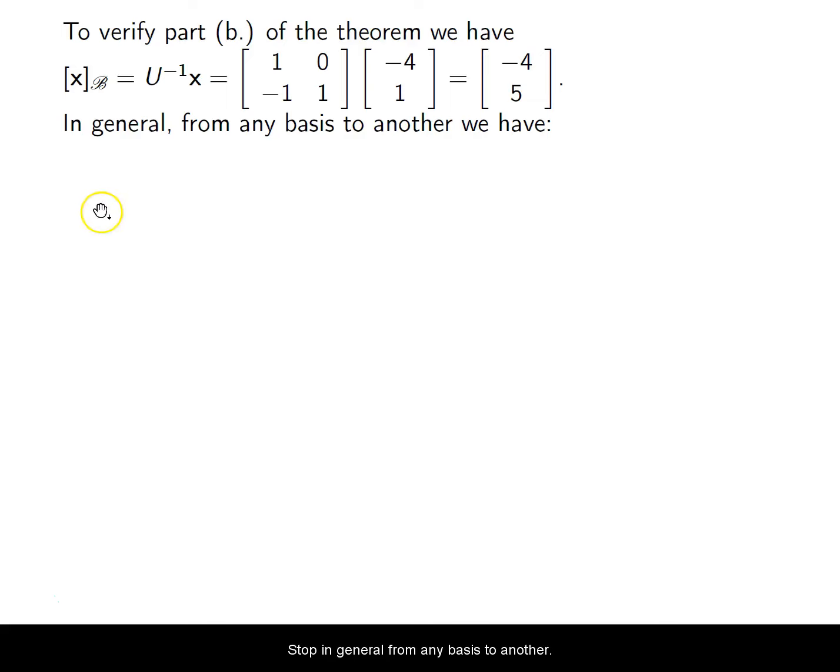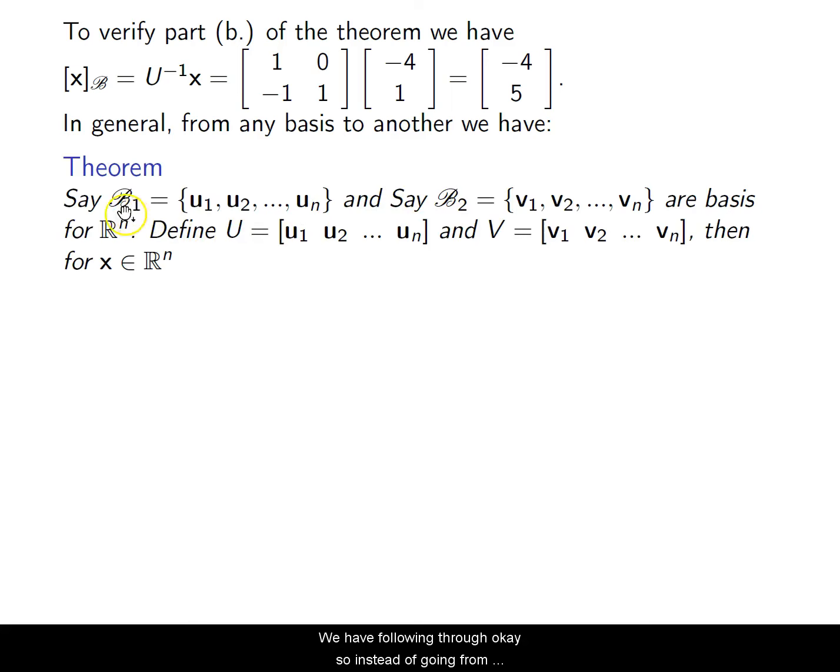So, in general, from any basis to another, we have the following theorem, okay? Instead of going from one basis to the standard basis or back and forth, let's say I have two completely different bases, a basis 1 and a basis 2. If I want to go back and forth between these two bases, I can do that in a couple of ways. I can go from basis 1 into the standard basis, and then the standard basis into basis 2, or it would be a lot nicer to go from basis 1 straight into basis 2.